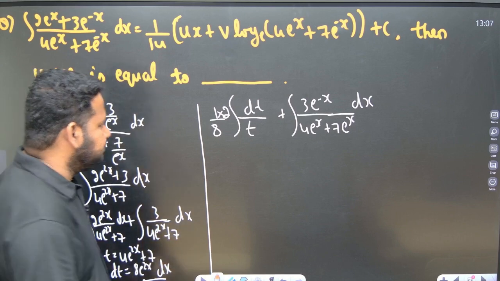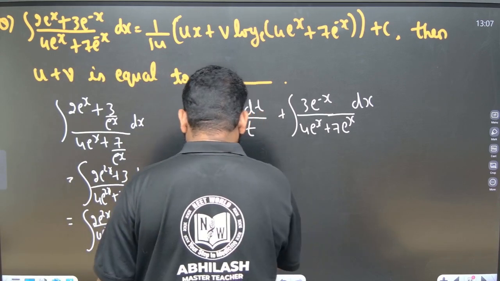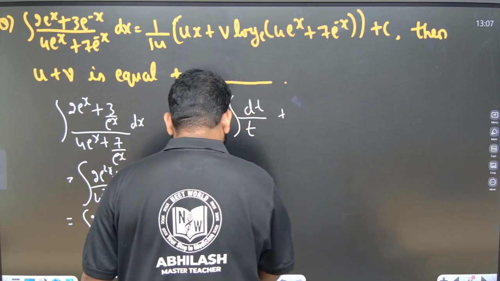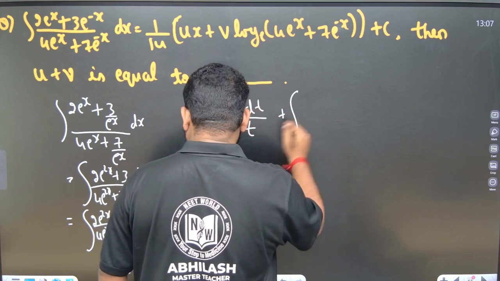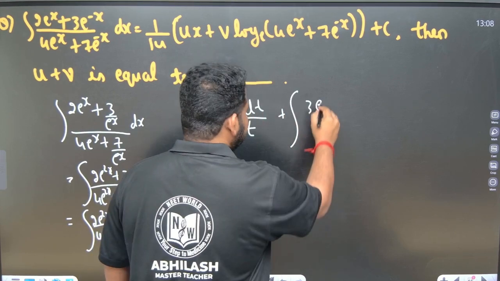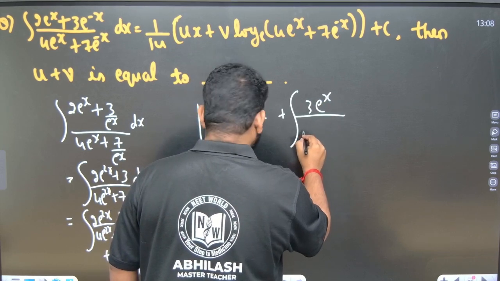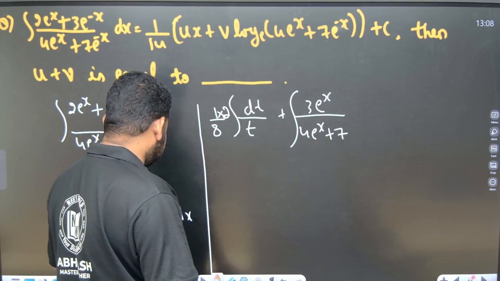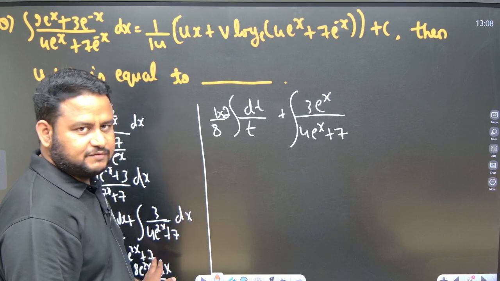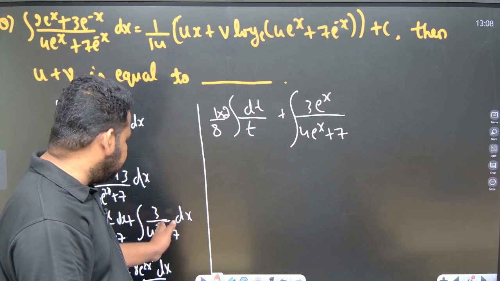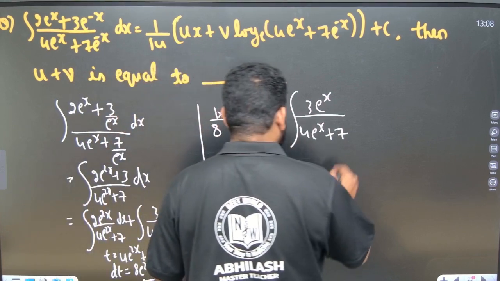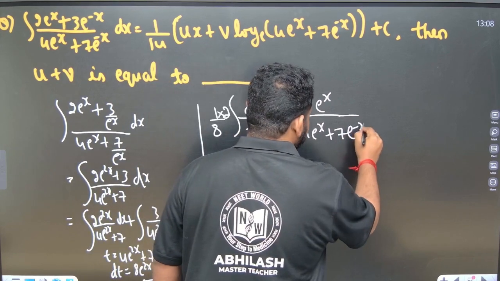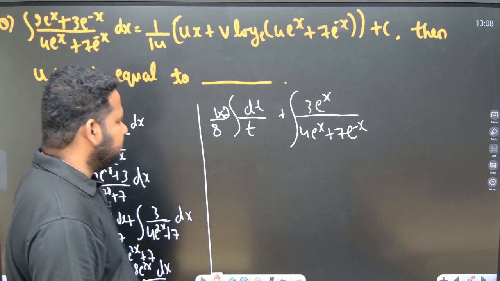So let me divide by e power minus x. If I divide numerator and denominator by e power minus x, what will I get? I will get the integral of 3 into e power x divided by 4 into e power x plus 7 into e power minus x. Got it?